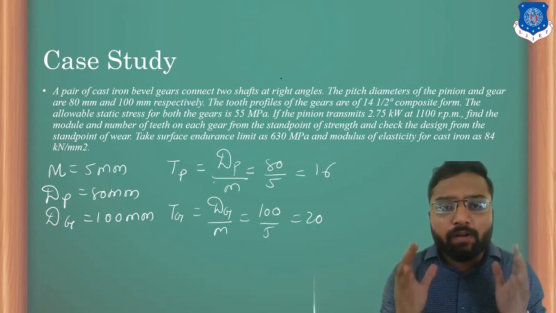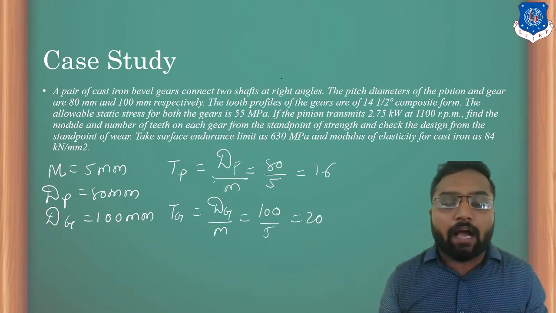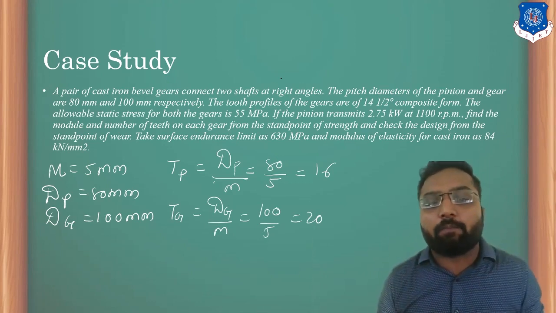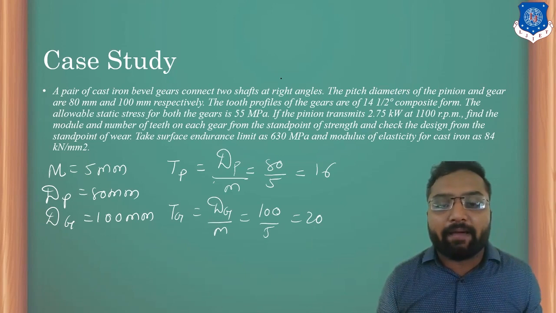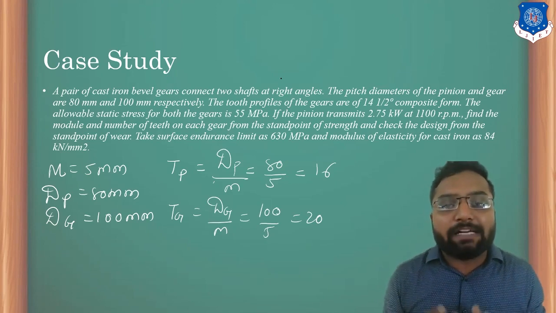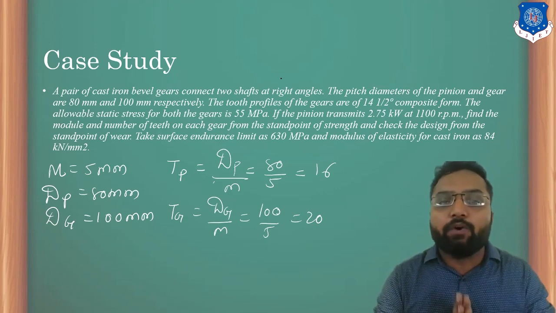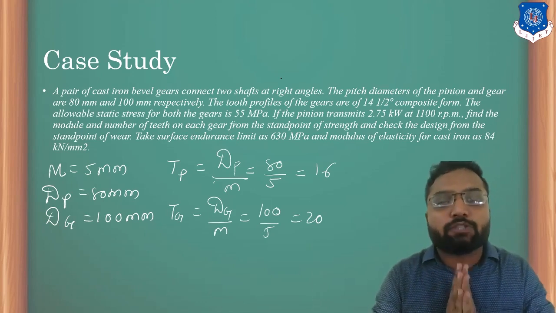Depending on that, we take our number of teeth from the equation dp by m, which is 80 by 5, which is 16, and dg by m, which is 100 by 5, which is 20. So ultimately we got the values of TP and TG. After finding TP and TG, we moved on to our next portion.